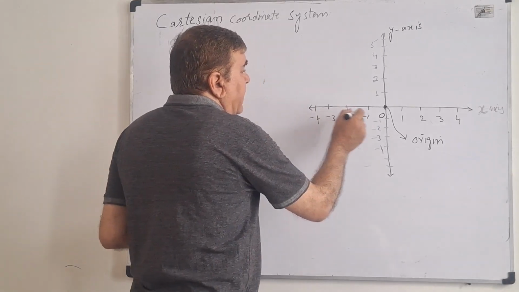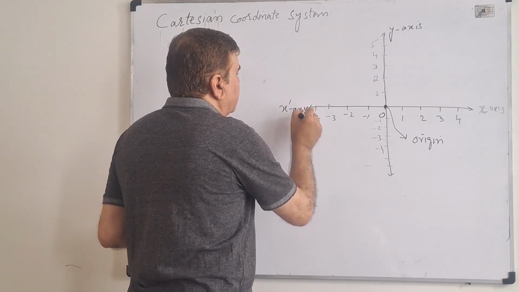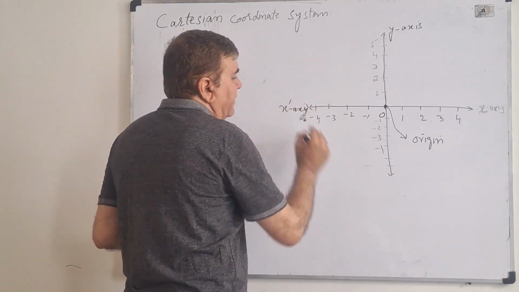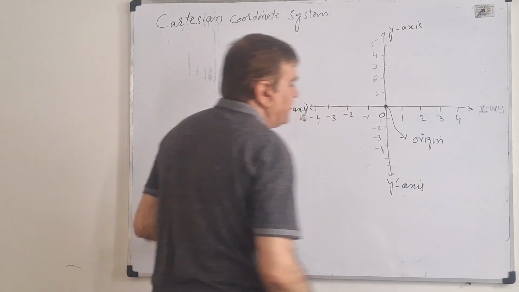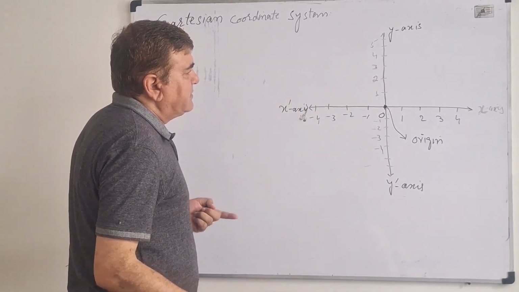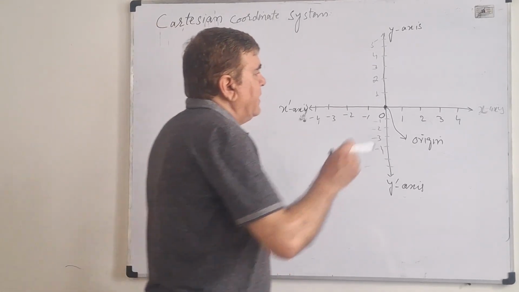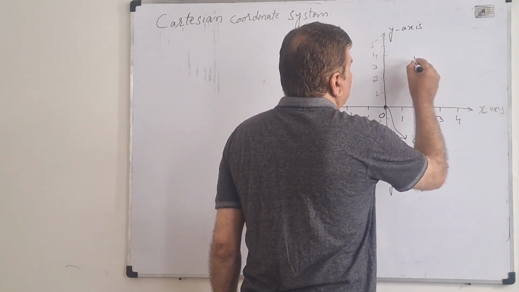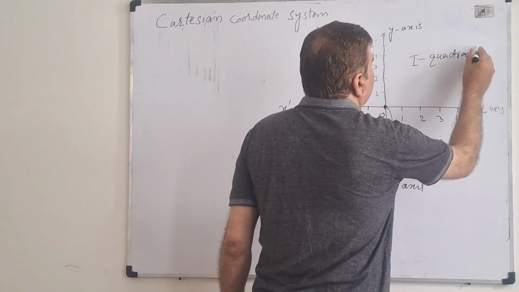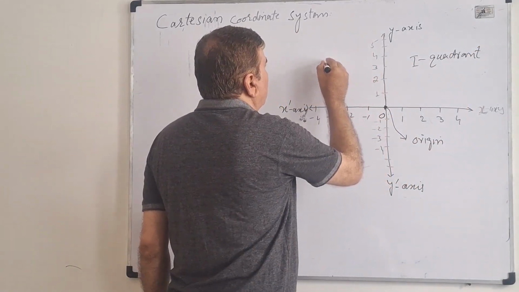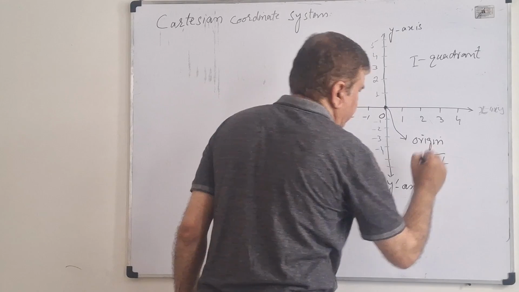And the negative value side is usually represented with the x prime axis, and similarly this one is written as the y prime axis. So we have 2 axes, x and y, and then the negative sides x prime and y prime. This region is called the first quadrant. And this one is called the second quadrant, this one is called the third quadrant, and this one is called the fourth quadrant.